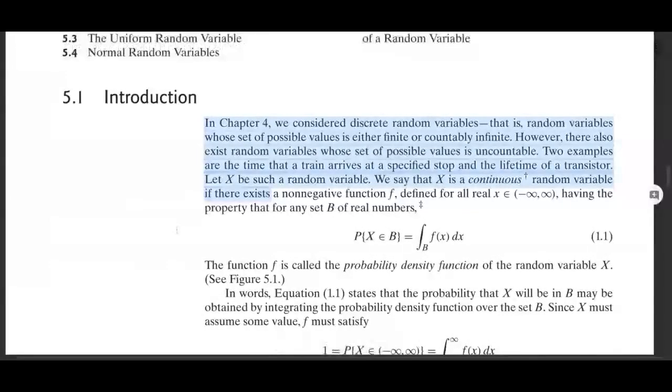So I'm going to read. In chapter 4, we considered discrete random variables. That is, random variables whose set of possible values is either finite or countably infinite. However, there also exist random variables whose set of possible values is uncountable. Two examples are the time that a train arrives at a specified stop and the lifetime of a transistor, right?